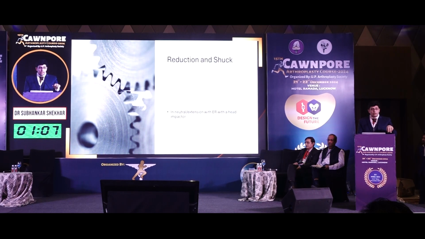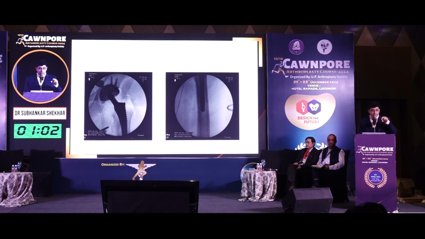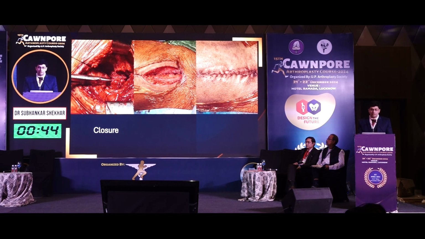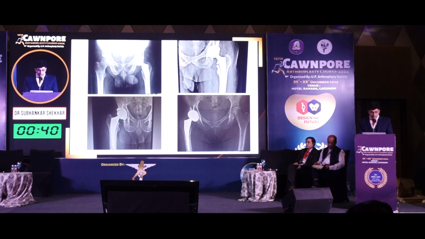Once you're done with the final broach, reduce, do a shuck. So this shuck is possible with the contraption I've made with my fracture table. I'll talk about it later if there is time. Do a reduction, check your femoral stem in both AP and lateral views so that you know that you're not perforating the posterior or the lateral cortex. Close the capsule if you're preserving the capsule, close the fascia, close the skin, and you're done for the day.